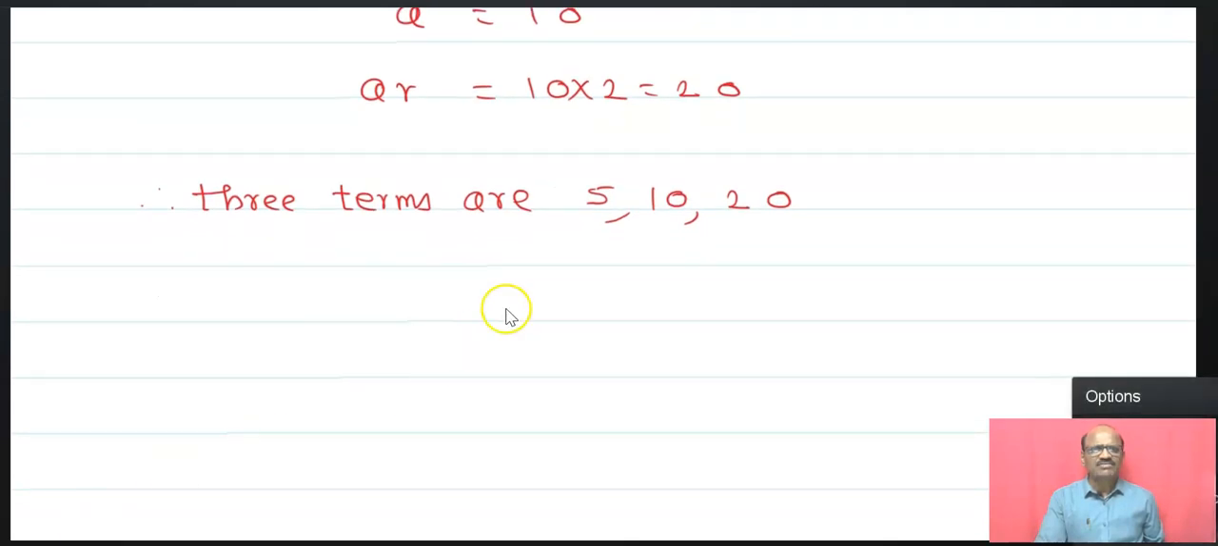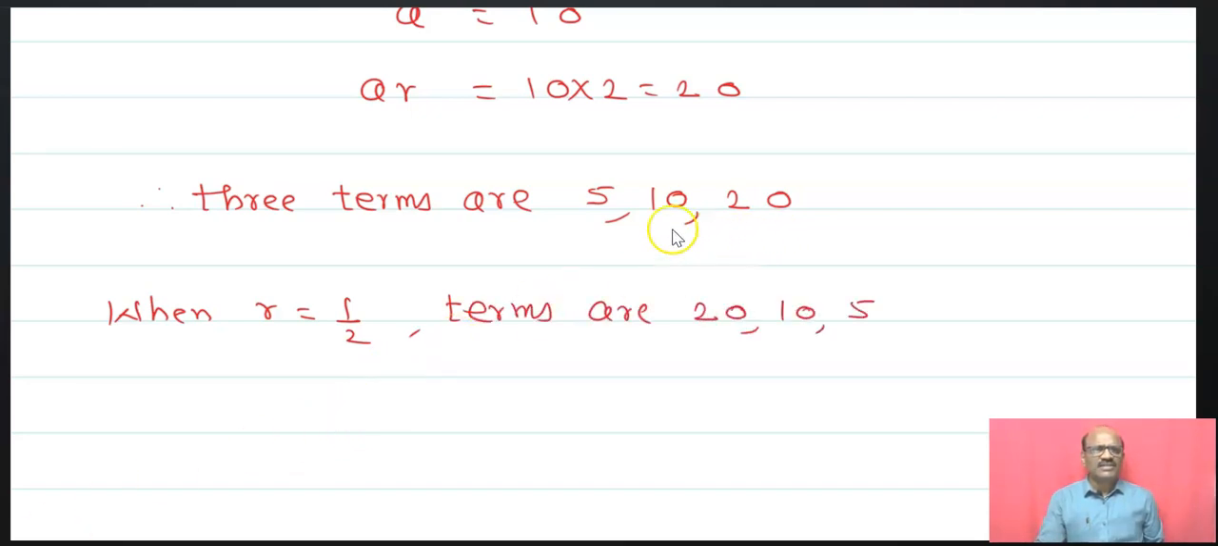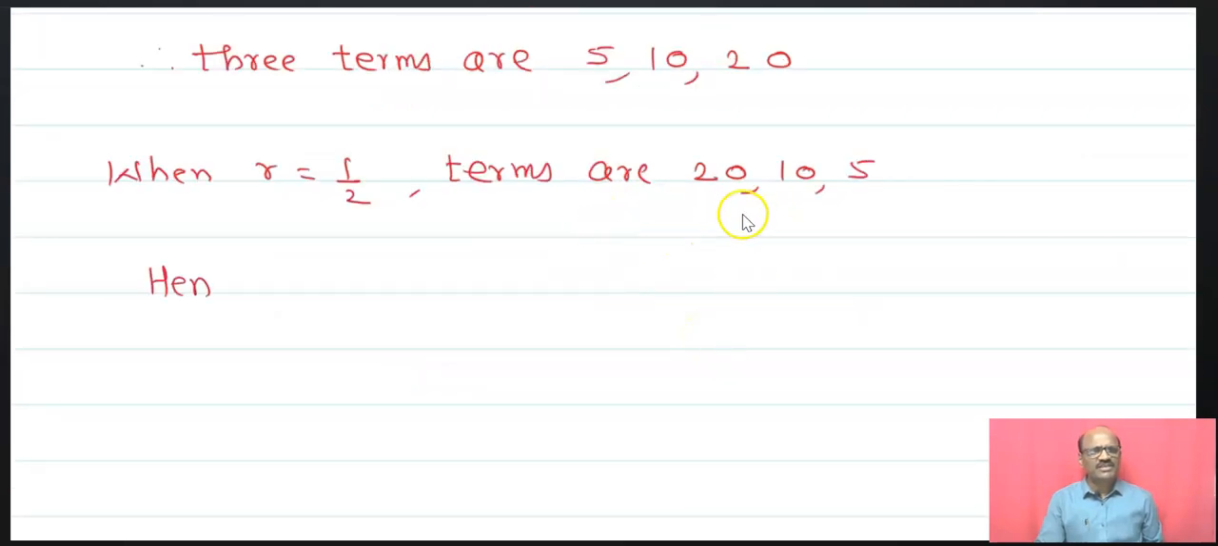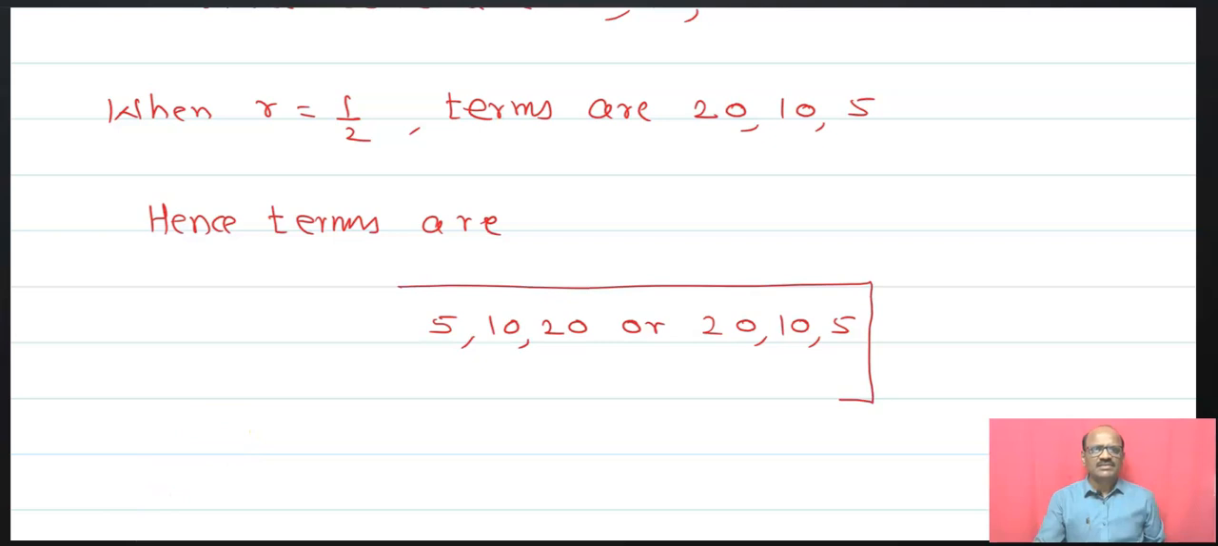Now again see this, what is the ratio? 10 upon 5 is 2, 20 upon 10 is 2, so the ratio is constant, which is 2. And when the value of R is equal to 1 upon 2, it is very simple: the terms are 20, 10 and 5. If you substitute, you will get 20, 10 and 5. Hence, the terms are 5, 10, 20 or 20, 10, 5. And in this way, we have completed this question.